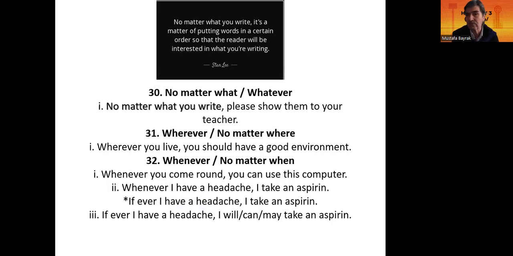Whenever, no matter when. Whenever, yes, we did it, okay? Whenever you come around, you can use this computer. Whenever I have a headache, I take an aspirin. If ever I have a headache, I take an aspirin. If ever I have a headache, I may take an aspirin.